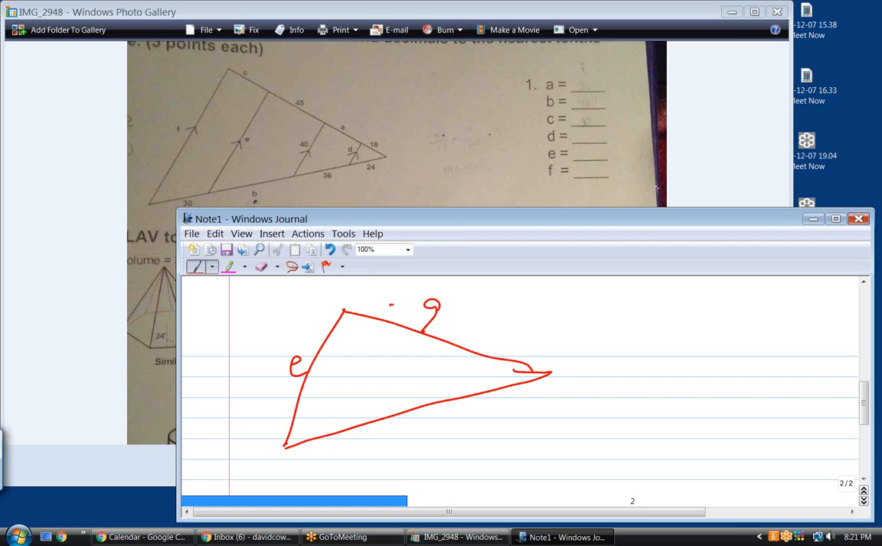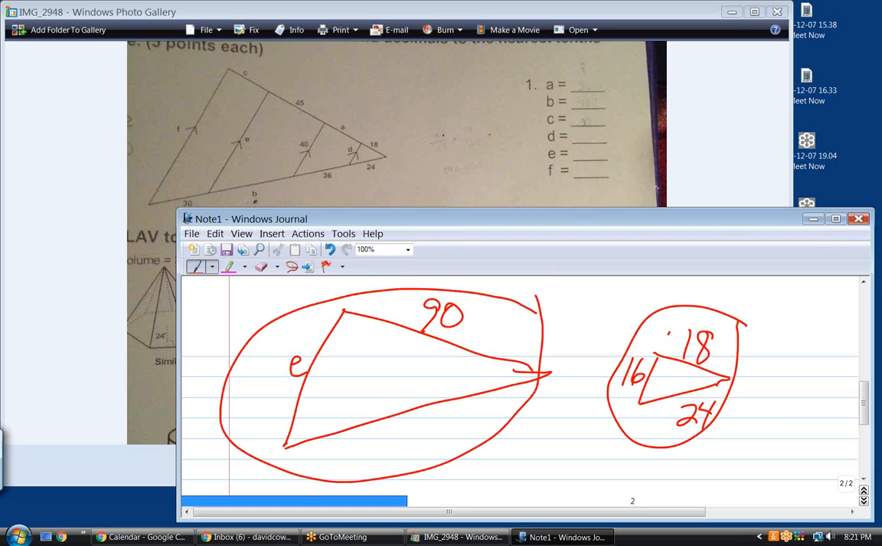So that's 90. And now let's look at this little triangle here. I'm going to draw it separately. What ratio compares corresponding sides? What was D? What was our measurement of D? 16. So you're comparing this similar triangle to this similar triangle, trying to solve for E. What ratio is going to work?